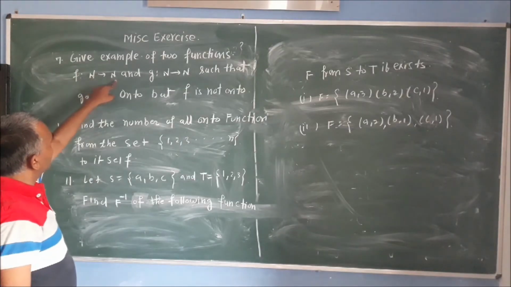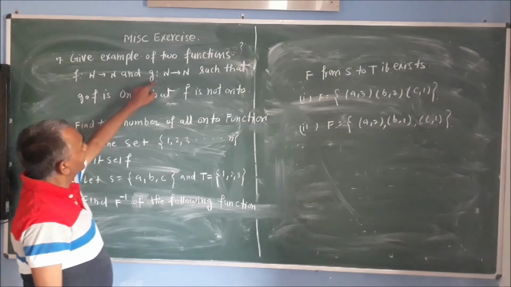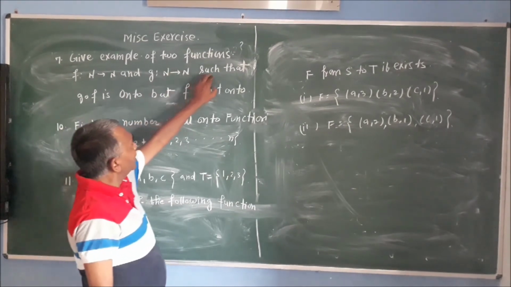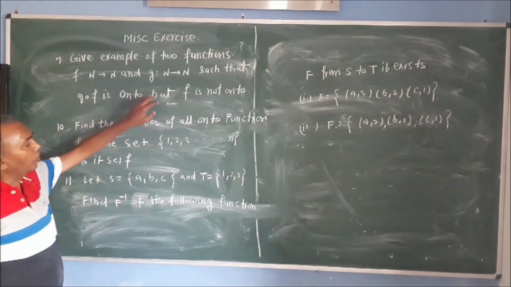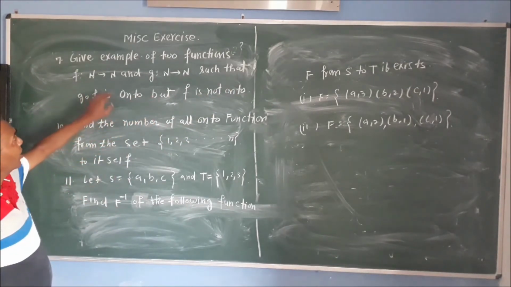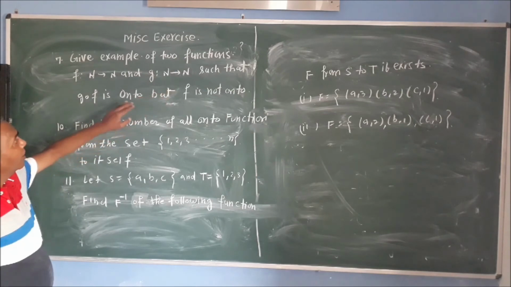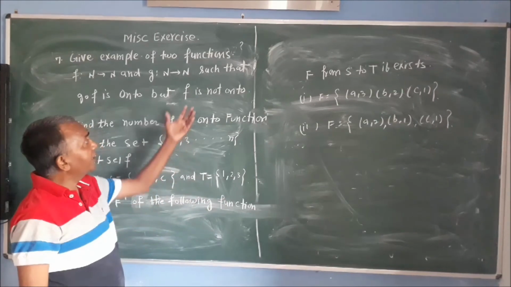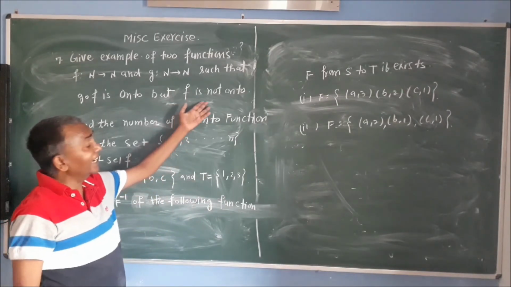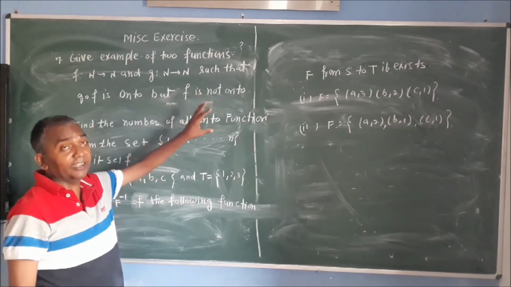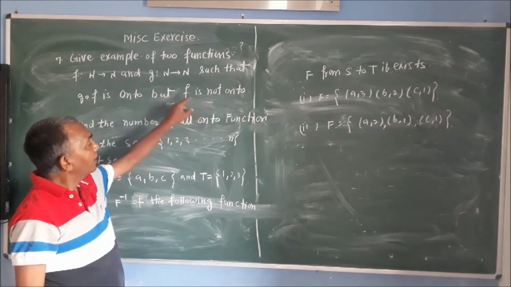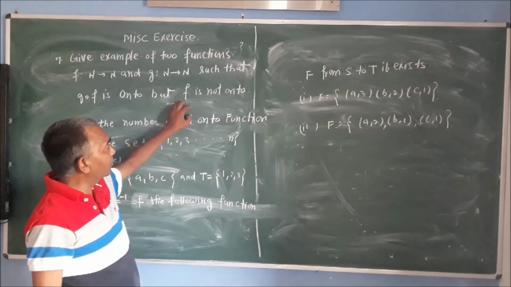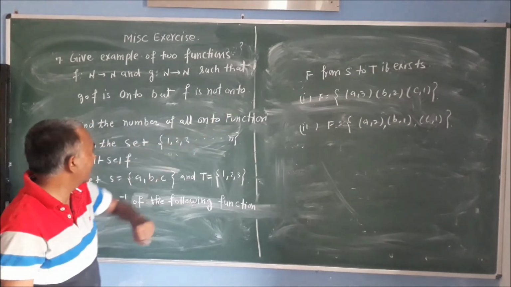f such that N to N, natural number to natural number, and g such that N to N, both are natural number to natural number. Then you have to prove that g of f is an onto function. The function g of f will also be natural number to natural number. But f is not onto. So you have to take an example of f such that it may not be onto. See your NCERT books, and you can also take a similar type of example.